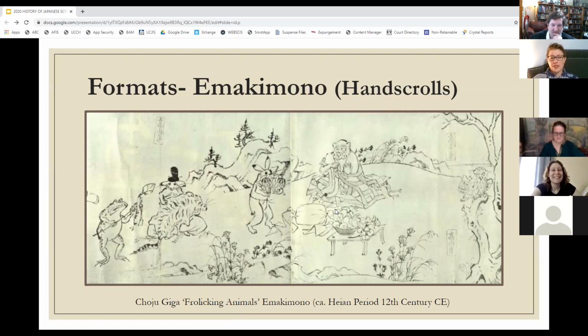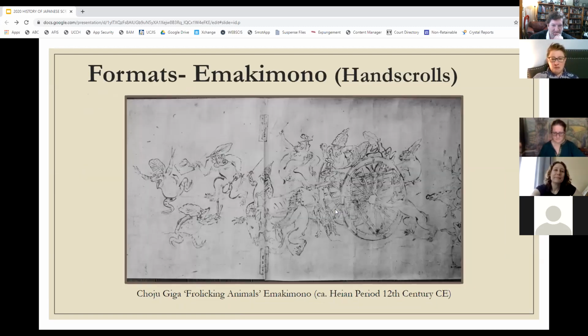So you can see, this is one of my other favorite parts of that scroll. These monkeys and these frogs have commandeered an ox cart and are having a good old time with their leaf hats. I don't know what they're partying about, but they sure are enjoying themselves.